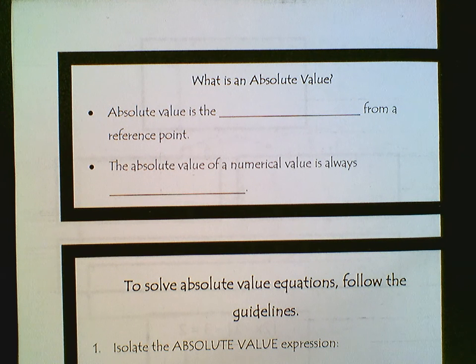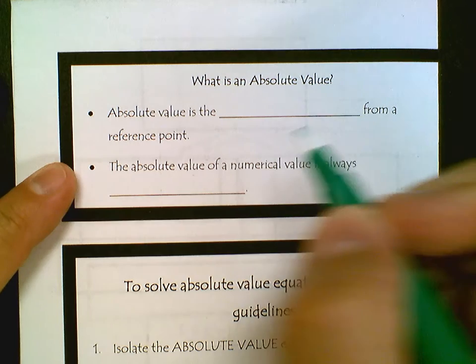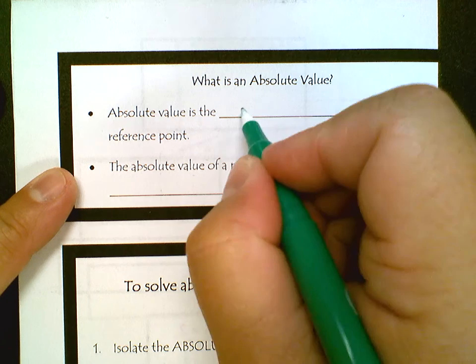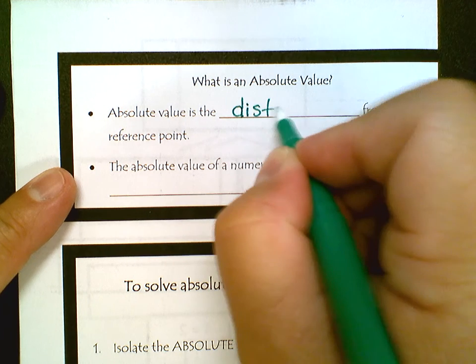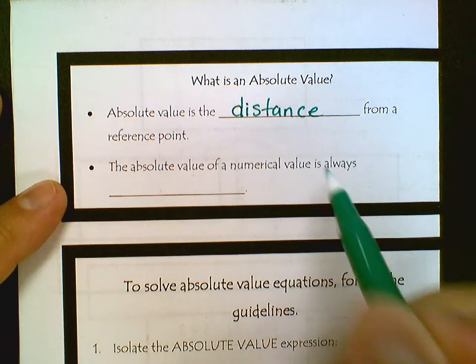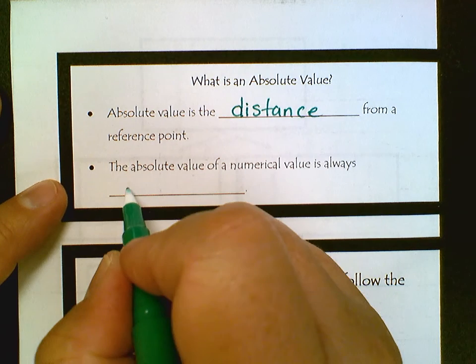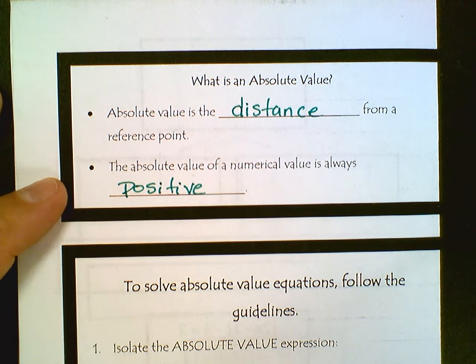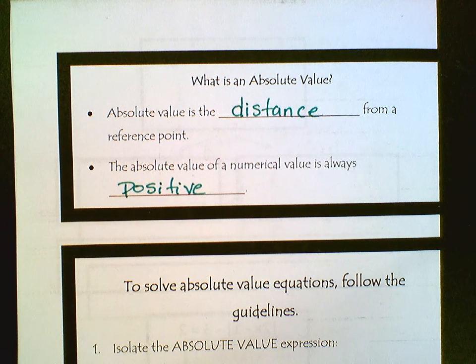This lesson is solving absolute value equations. We should remember from our discussion earlier in the semester, an absolute value is the distance from a reference point, and the absolute value of a numerical value is always positive. Remember our discussion about when we measure the distance of something like a shoe size or the measurement of a wall or the height of somebody, we don't ever have -9 feet or anything like that. It's always positive.